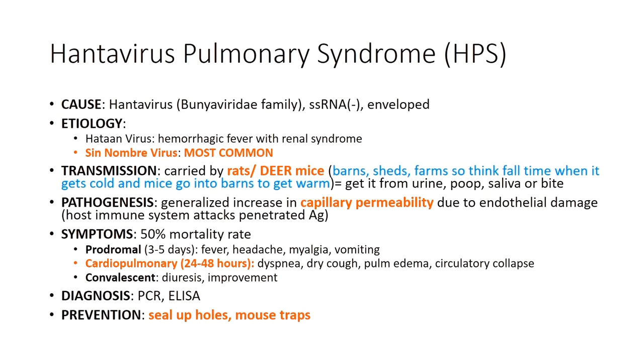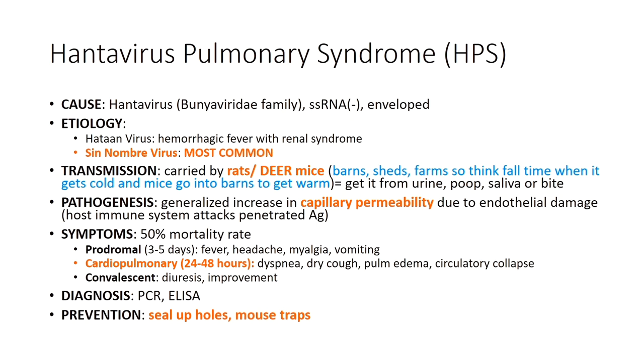All right, hantavirus. So this is a pulmonary syndrome, and this is really bad, actually. Hantavirus is one of your bunyaviruses, which is in your single-stranded RNA, group 5, negative single-strand RNA viruses. It has an envelope. This is caused from your Hantaan virus, hemorrhagic fever and renal syndrome, or Sin Nombre virus. This is the most common one, actually. You get it from rats or your deer mice. Deer mice is more specific.